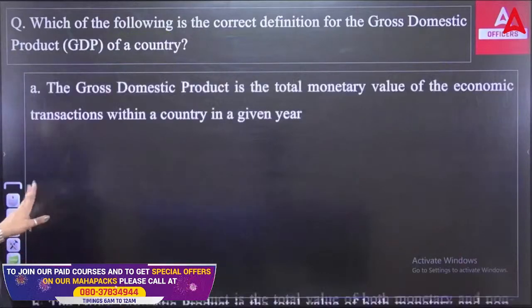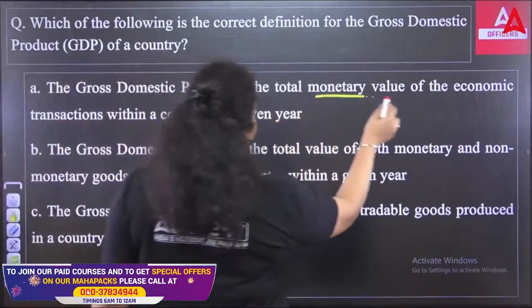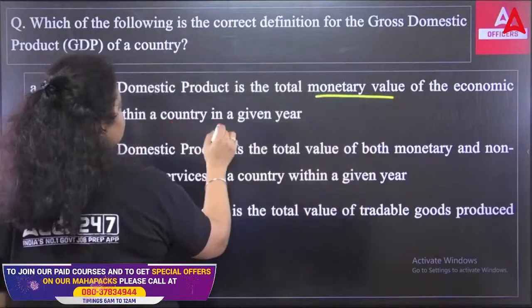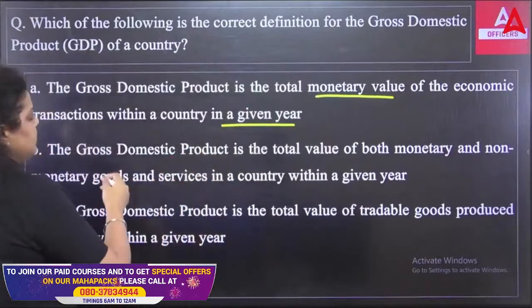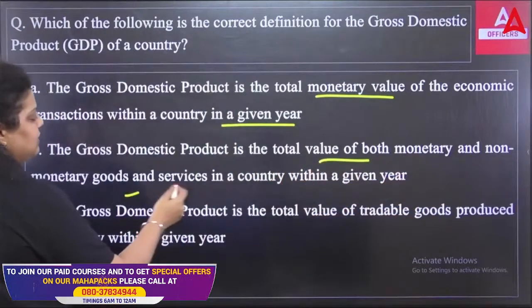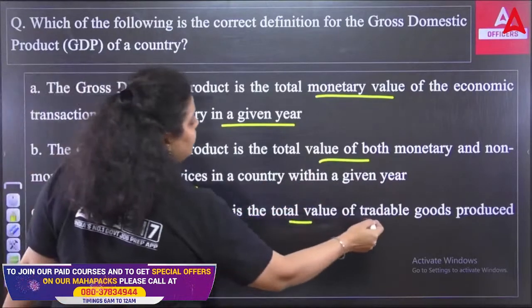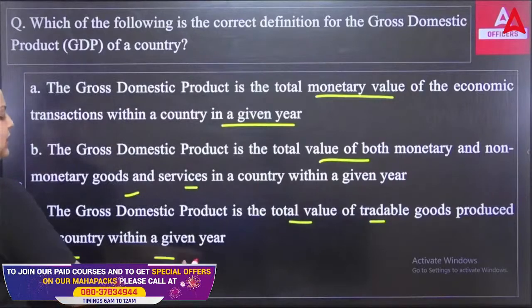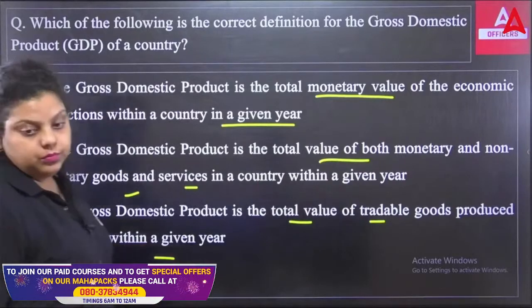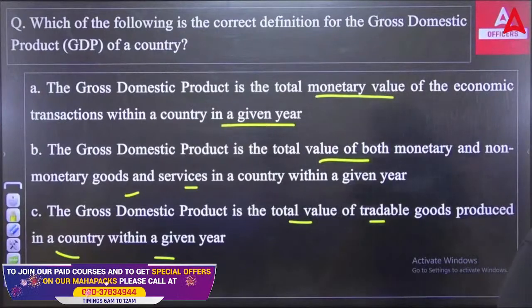So the first option is saying the gross domestic product is the total monetary value of economic transaction within a country in a given year. Second, the GDP is the total value of both monetary and non-monetary goods and services in a country within a given year. Third, the GDP is the total value of tradable goods produced in a country within a given year. Fourth, none of the above. So which of the following will be correct?